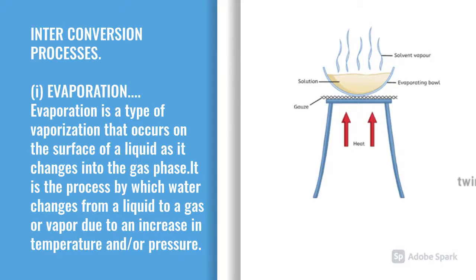The first interconversion process which we are going to look at is evaporation. This is the process by which water changes from a liquid phase to a gas or vapor due to an increase in temperature and or pressure.